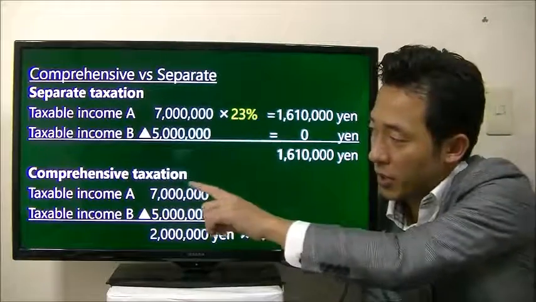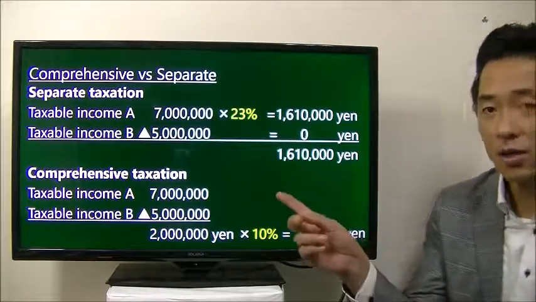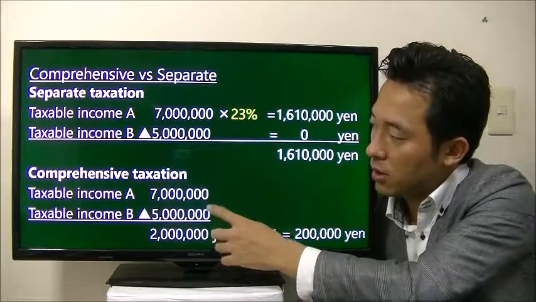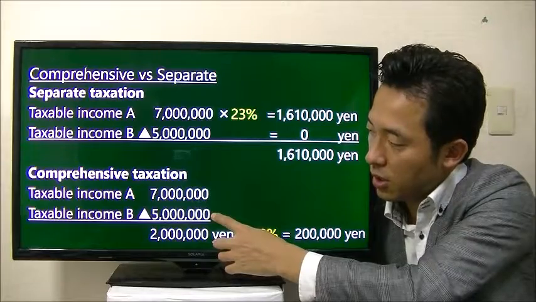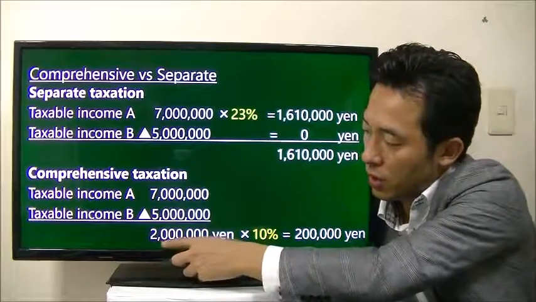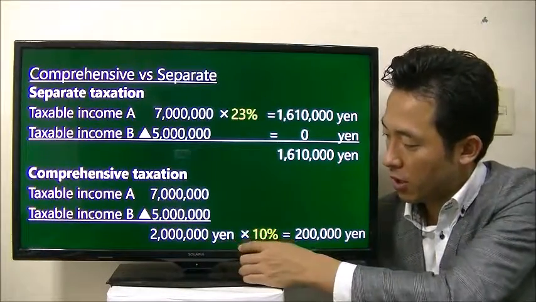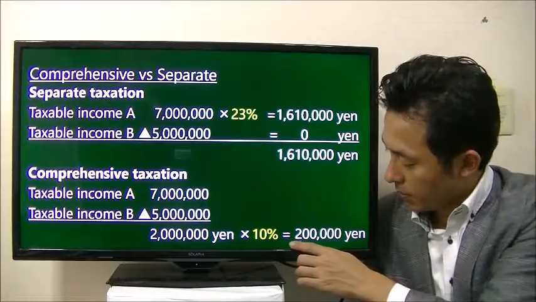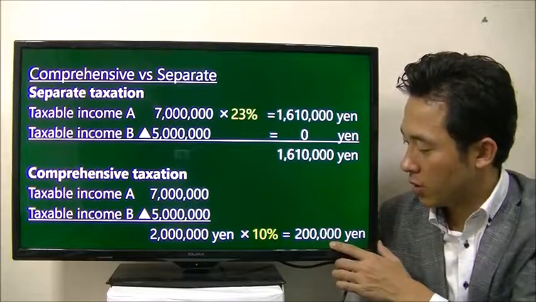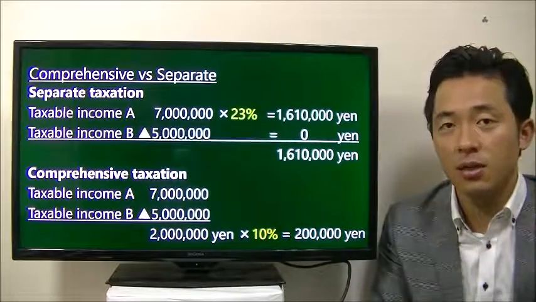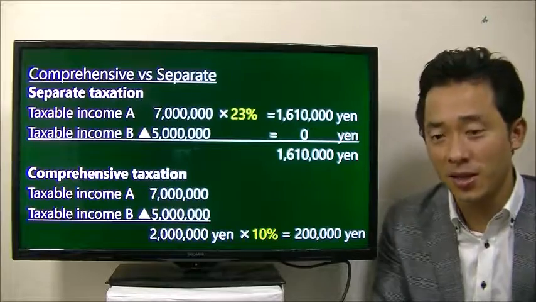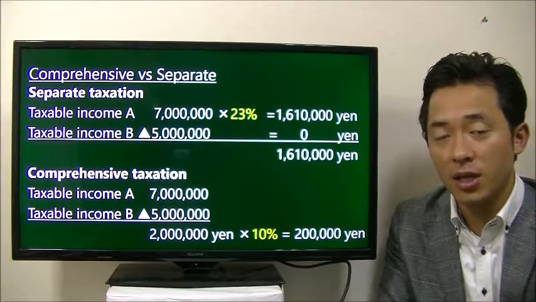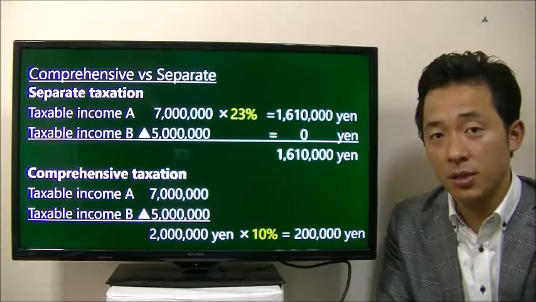But if it's comprehensive taxation, first you combine those taxable incomes and losses together, and your taxable income becomes 2 million yen, and you can enjoy a low tax rate. Your tax will be only about 200,000, based on the simplified example. So sometimes it's good to be under the comprehensive taxation system.